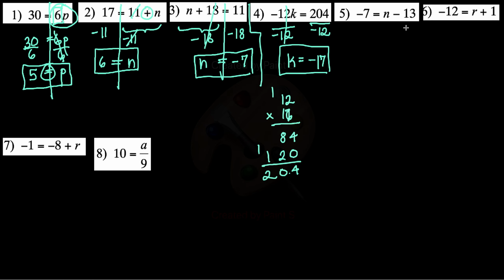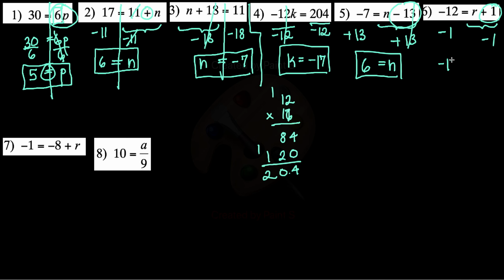Again, in this case, I want n by itself, but here I see that this is negative 13. How do I get rid of that negative 13? I add 13 on both sides. What I get here, negative 13 plus 13 is 0. I get n. Negative 7 plus 13 is positive 6, and I'm done. This one I want to get r by itself. It's r plus 1. I want to get rid of this plus 1. I subtract 1 on both sides. I'm going to get negative 13 equals r.